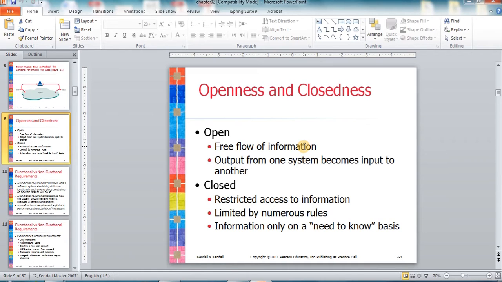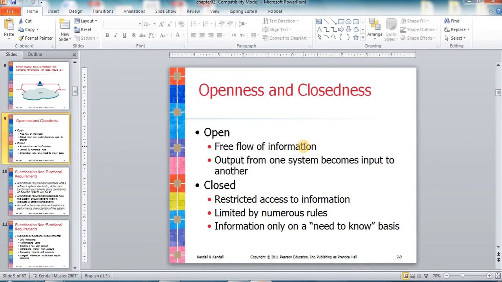In general here, the subsystems of the system will be related to each other freely, and the output from one subsystem becomes input to another subsystem within the complete system, without restrictions on the inputs and the outputs. So there are no inputs or outputs that are secret to a certain subsystem. On the other hand, when the system is closed, then there is restricted access to information inside the system.